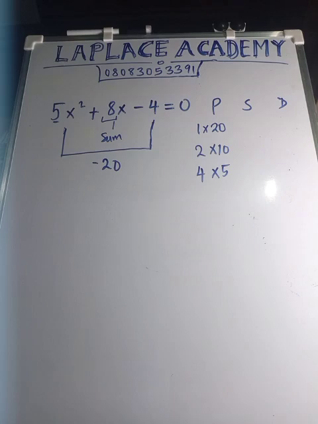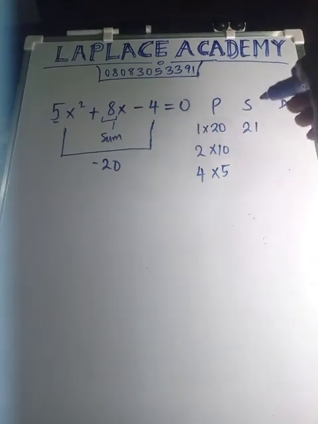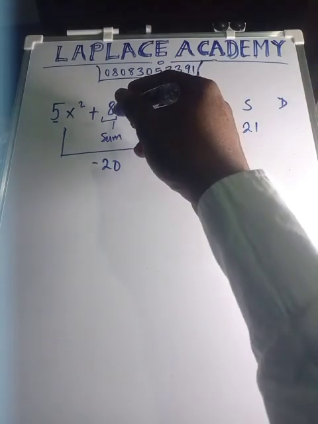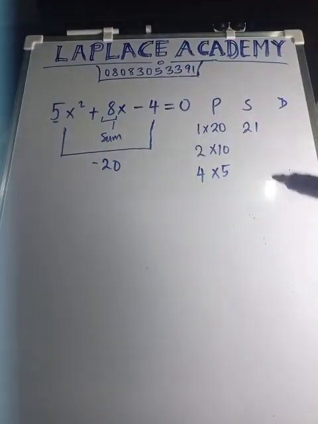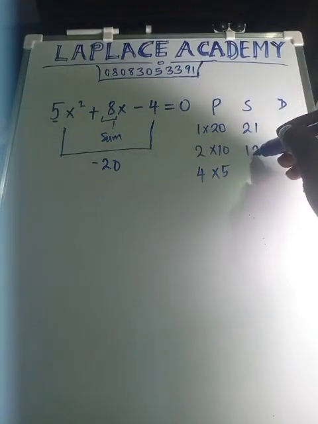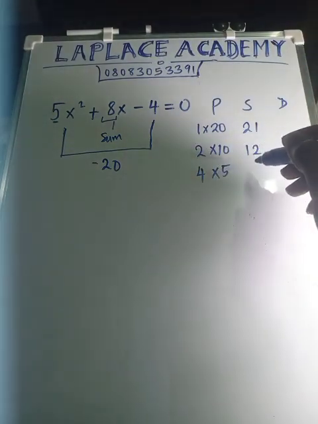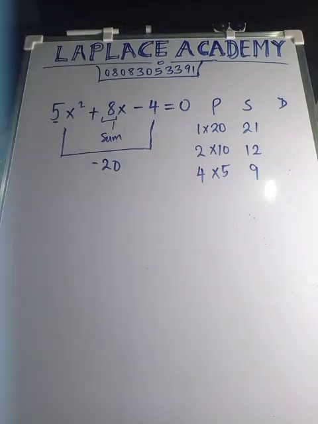So if you now check the sum of all these pairs of numbers, 1 and 20 give us 21. Our sum is not 21, it is plus 8. 2 plus 10 gives us 12. Our sum is not 12. 4 plus 5 gives us 9. Our sum is not 9.